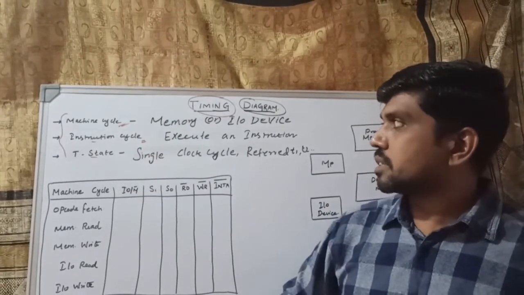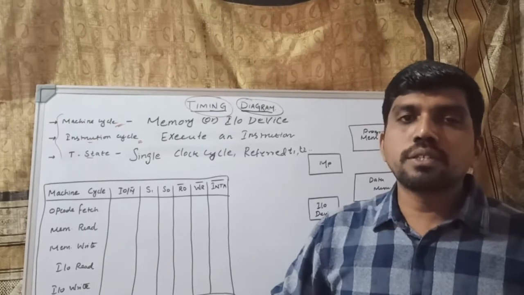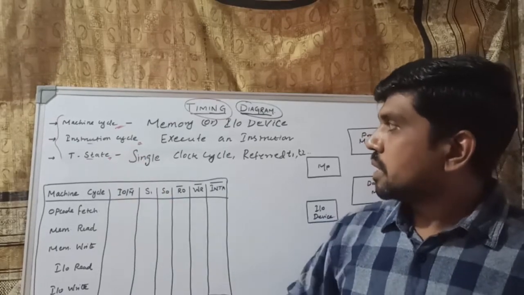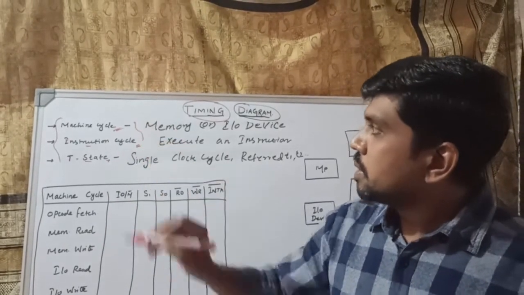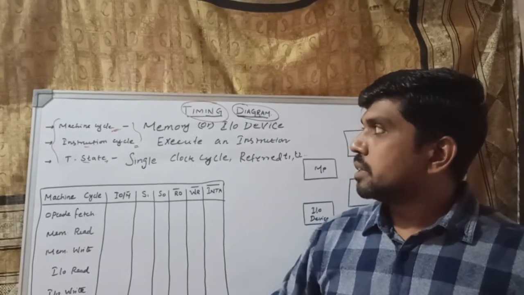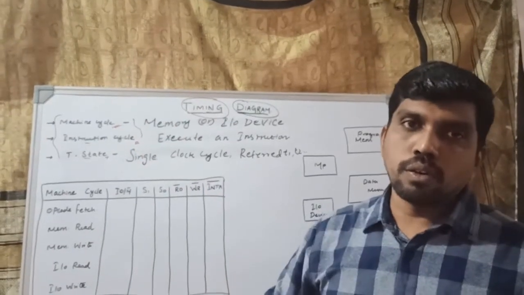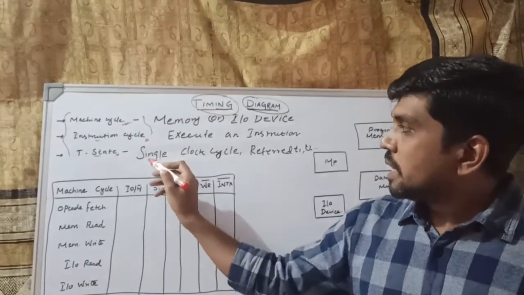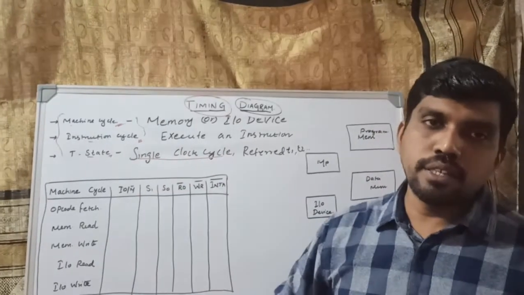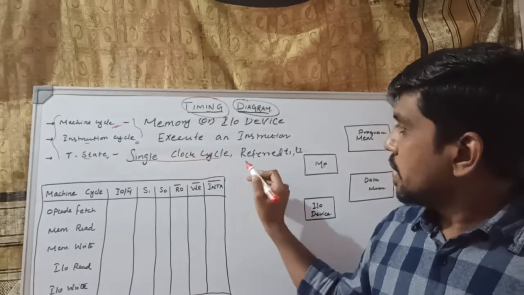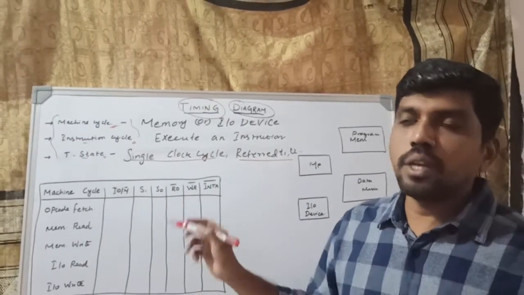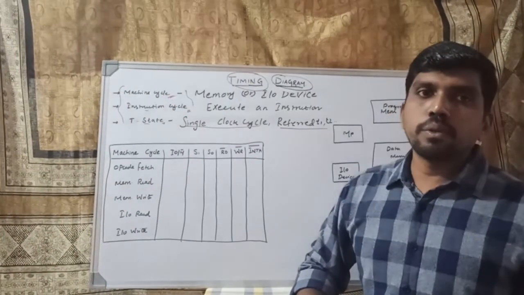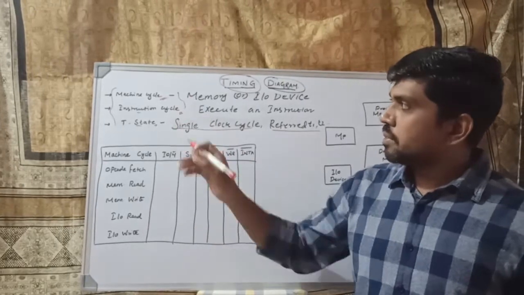The next one is the instruction cycle: the time required to execute the instruction. The third one is the T state. These two, the machine cycle and instruction cycle, are based on the clock. Here we are applying multiple clock frequencies. A single clock cycle is called a T state, referred to as T1 and T2. So these are the 3 cycles that are very important for drawing the timing diagram, and we will discuss them one by one.